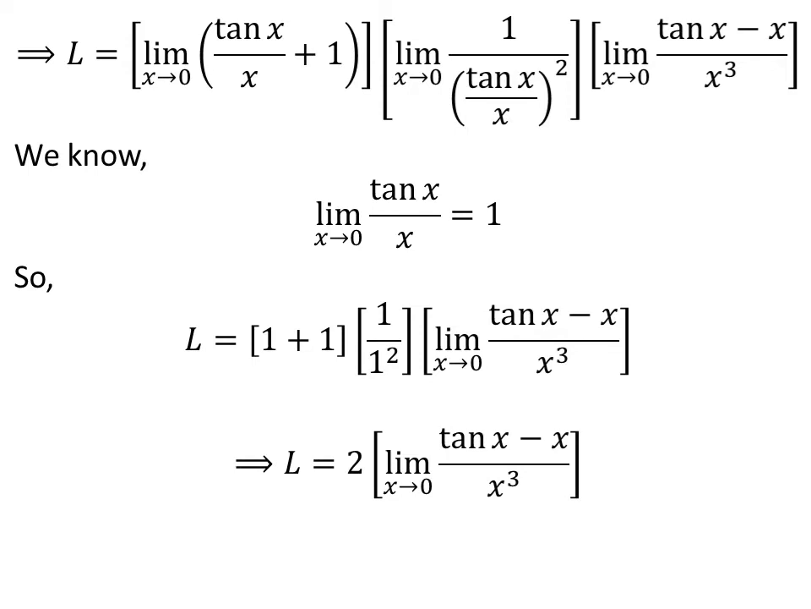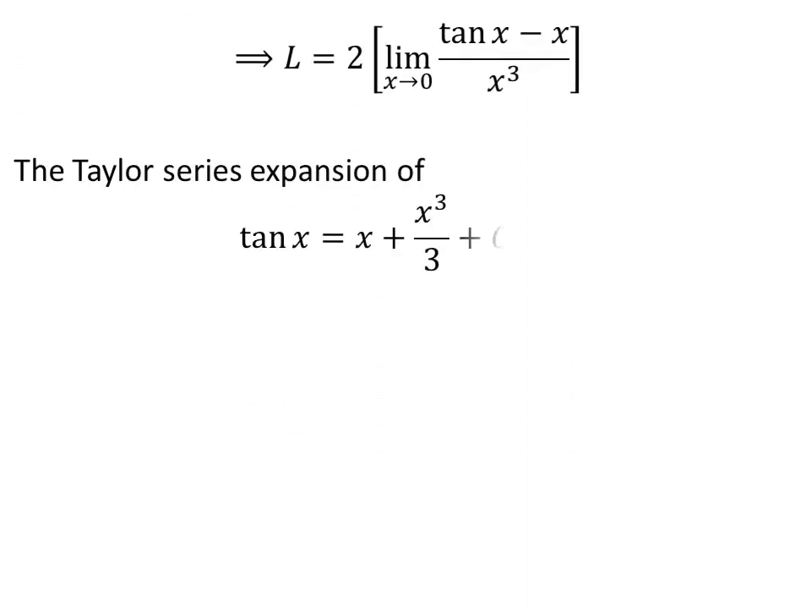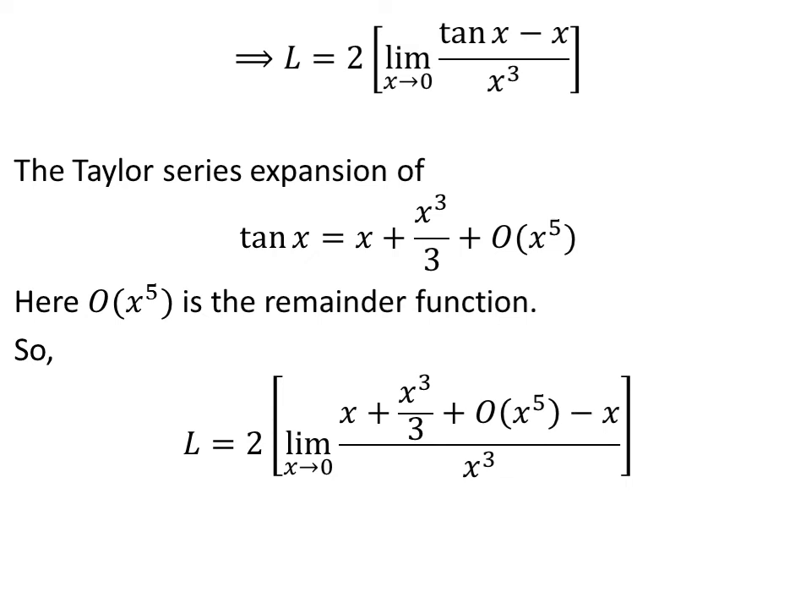Further simplification gives us L is equal to 2 times limit of tangent of x minus x upon cube of x as x approaches 0. We know the Taylor series expansion of tangent of x is equal to x plus cube of x upon 3 plus remainder function of x raised to the power of 5. So, L is equal to 2 times limit of x plus cube of x upon 3 plus remainder function of x raised to the power of 5 minus x upon cube of x as x approaches 0.